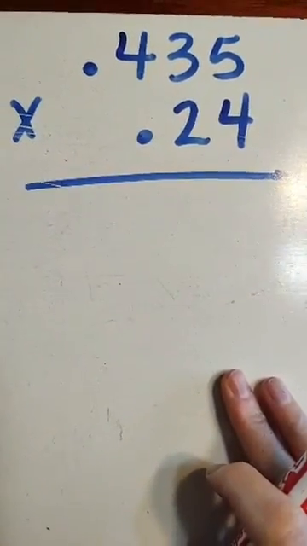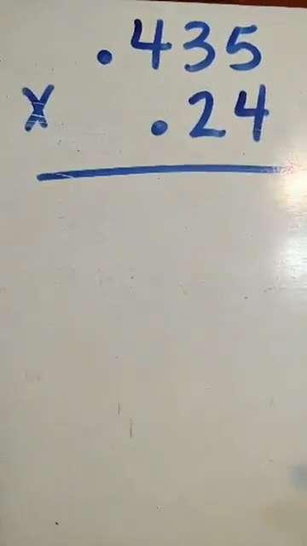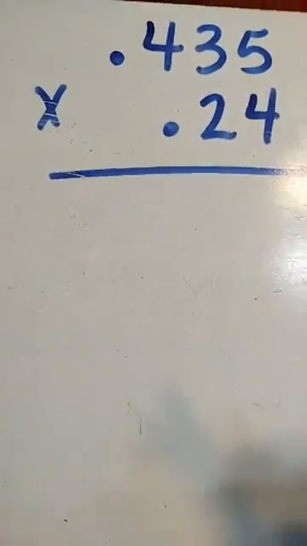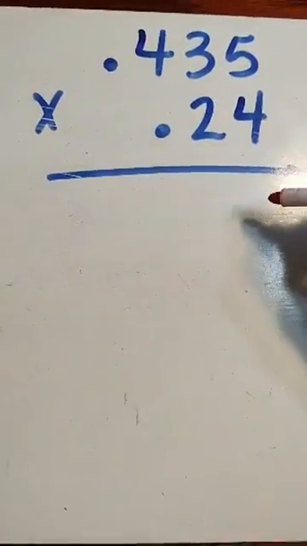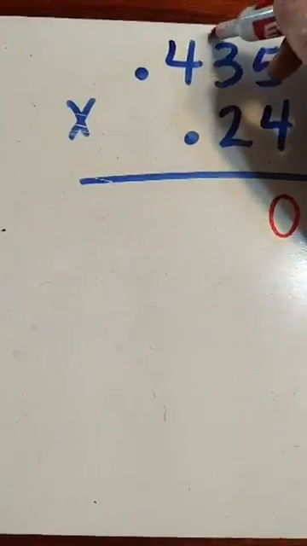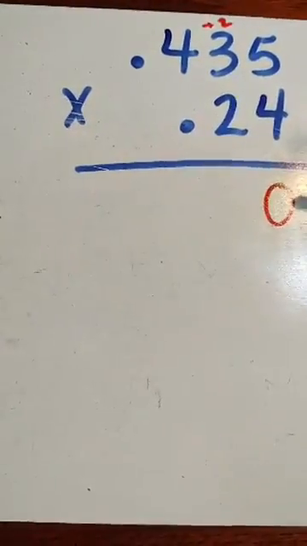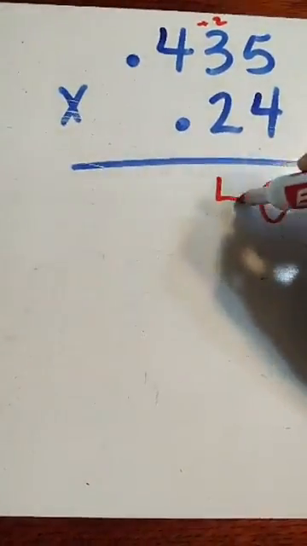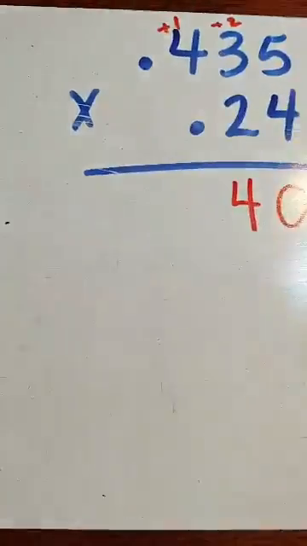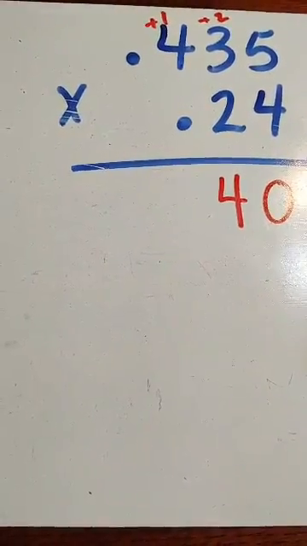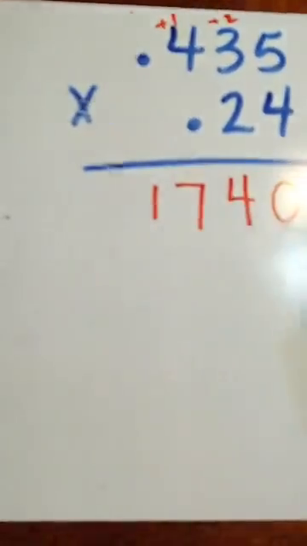Okay, I've got one more, and this is a little challenging here. It's kind of like the last one. Let's take a look at it. Remember, forget about the decimals for now. Let's multiply first. 5 times 4, 20. 3 times 4 plus 2, 14. 4 times 4 plus 1, 17.